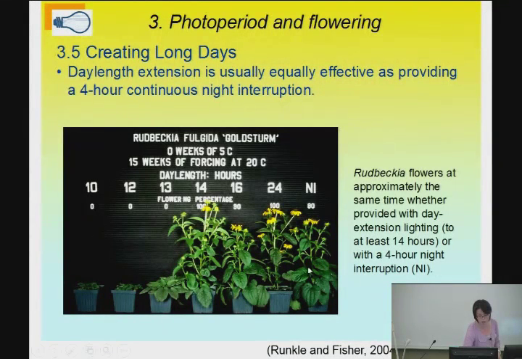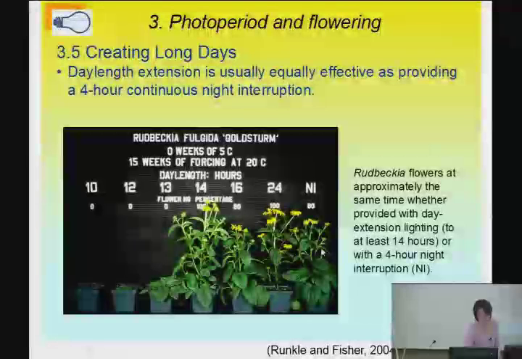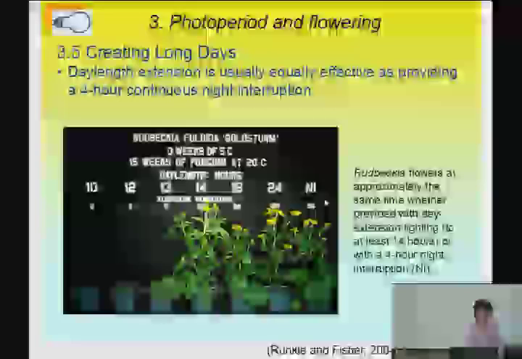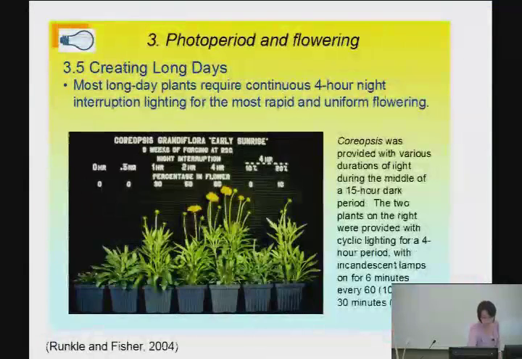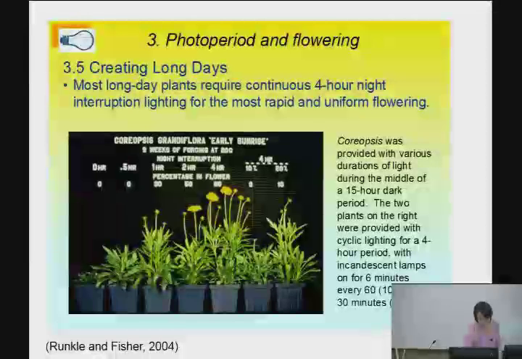This is a night interruption again. Equivalent response to the extension lighting, and this is a night interruption. Okay, and this is... what was that?